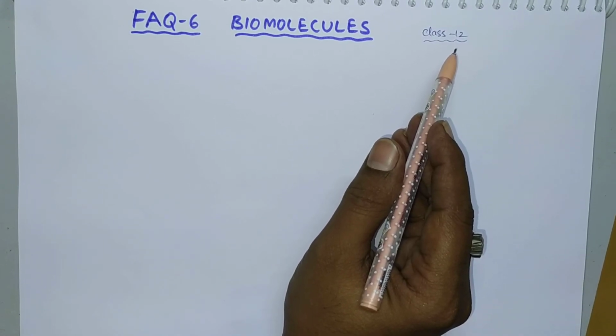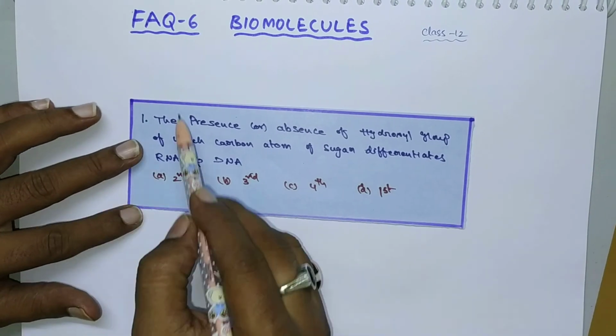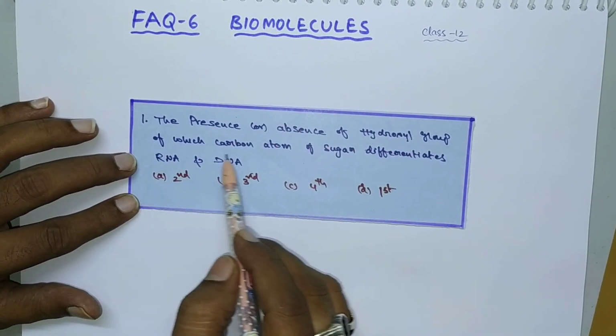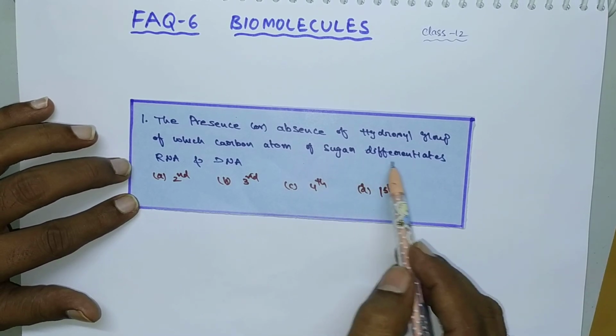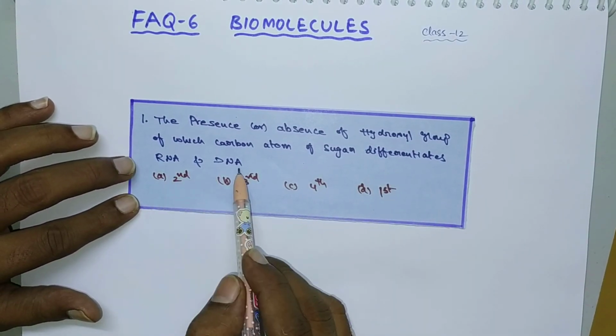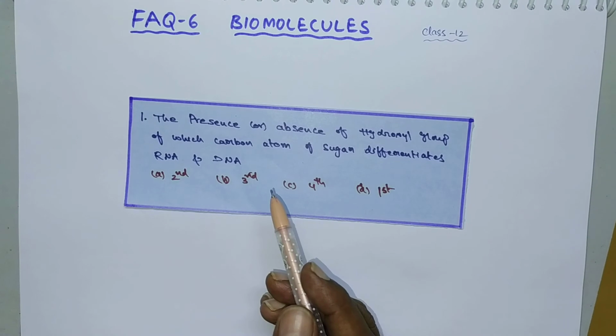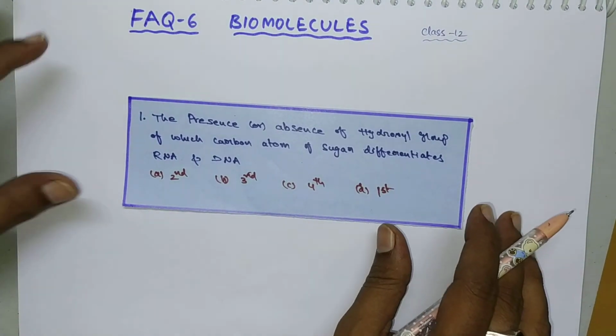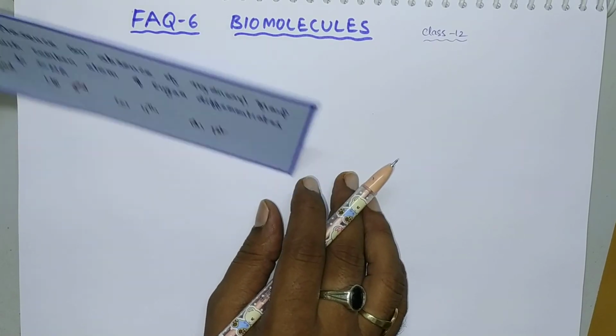So the first question is, the presence or absence of the hydroxyl group of which carbon atom of a sugar differentiates RNA and DNA? Here we have to know something about DNA and RNA. These DNA and RNA are called nucleic acids.